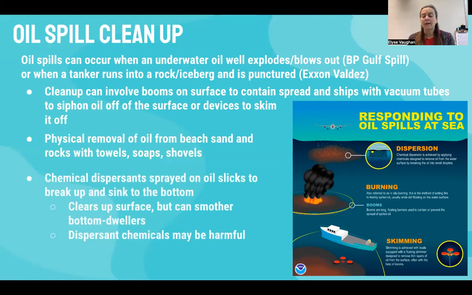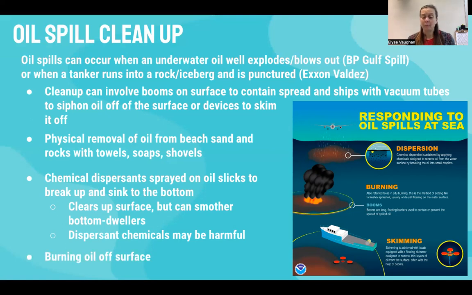And then chemical dispersants are often sprayed on oil slicks. They break up, that's what dispersant means. They break up the oil slick and cause the particles to sink to the bottom. This clears up the surface, but it can actually smother the bottom dwellers, and the dispersant chemicals themselves can be harmful to the ecosystem.